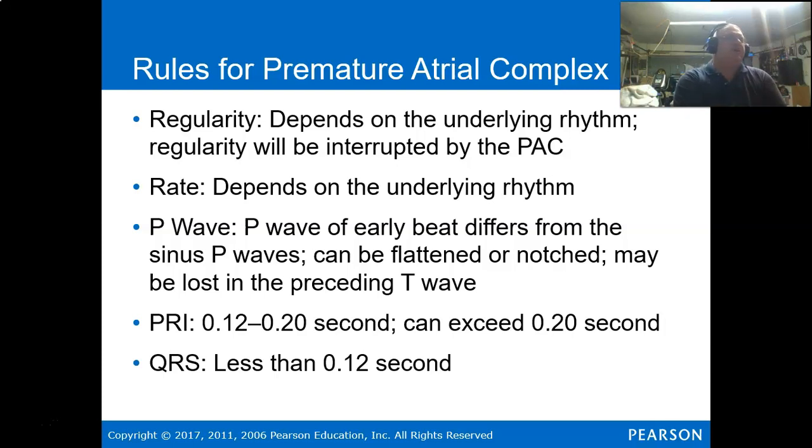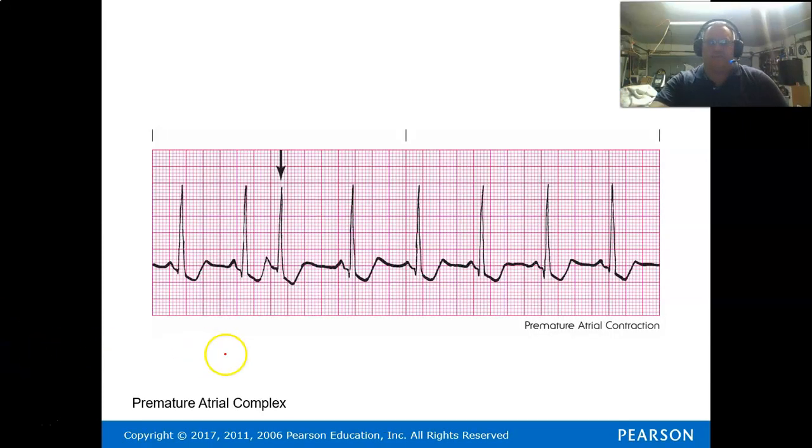Again, usually your PR interval is no more than 0.20 seconds, but for your P waves, the early beat differs from the sinus P wave. You'll be able to see the difference in the P wave. And it's usually just a little bit quicker than it's supposed to be. So let me get to the example of this. I think it shows it a little bit better.